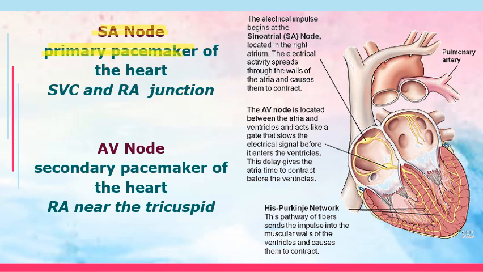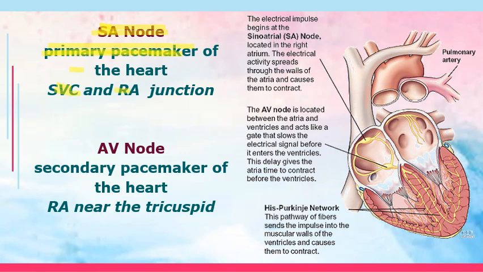The term is SA. SA stands for sinoatrial node. This tells us the location of your SA node. Your SA node could be found between the junction of your superior vena cava and then your right atrium. That's why it's referred to as sinoatrial node.